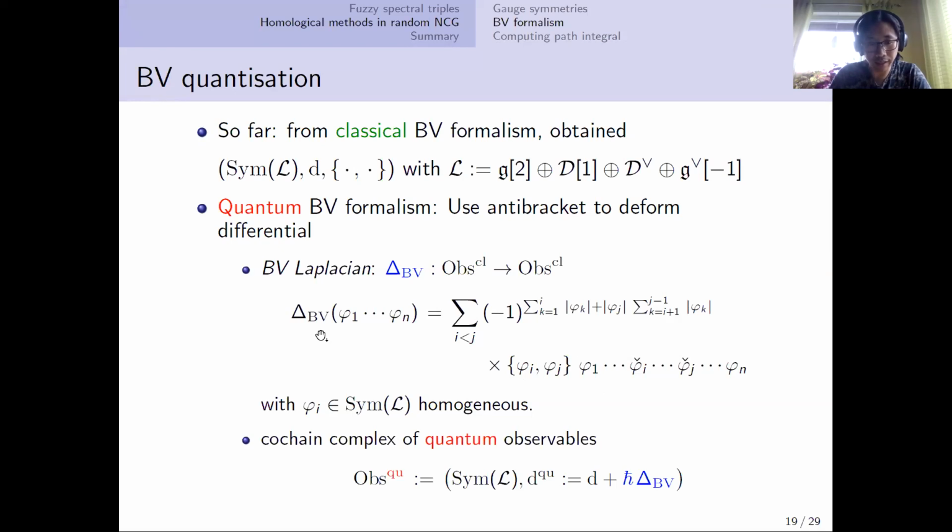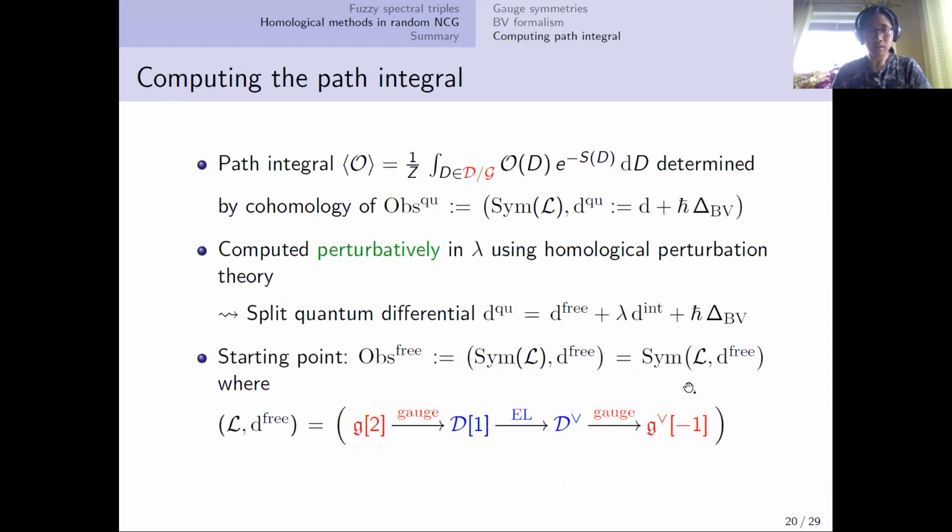Right. And what one obtains is a complex of quantum observables with the same symmetric algebra here, but now with a deformed differential. The next step is then to compute the path integral. Like I said before, this path integral should be determined by the cohomology of this complex here, the quantum observables.